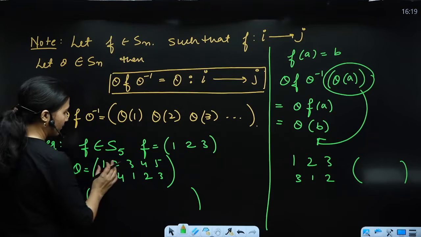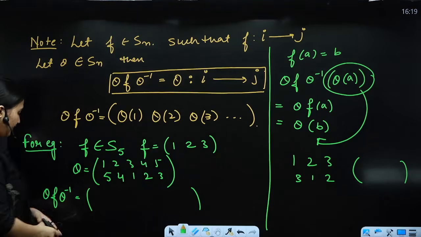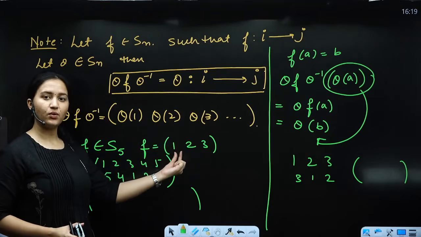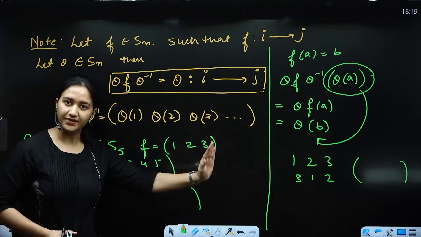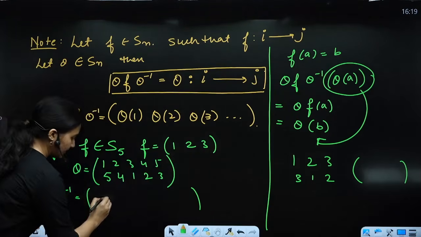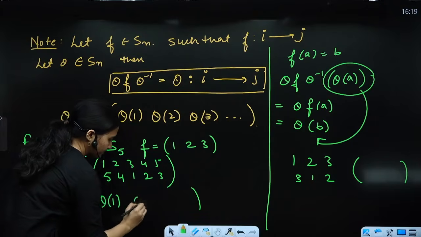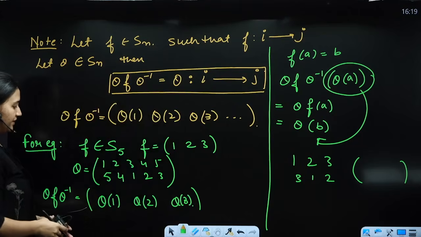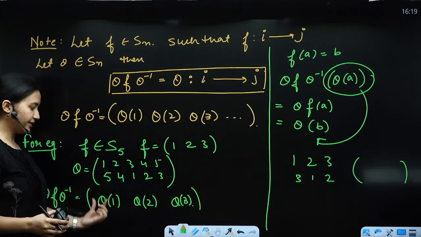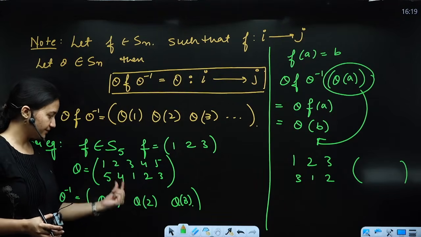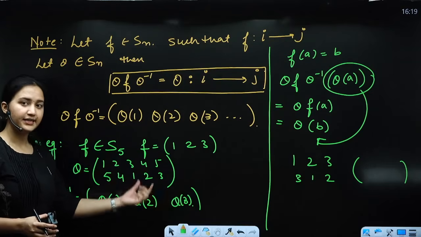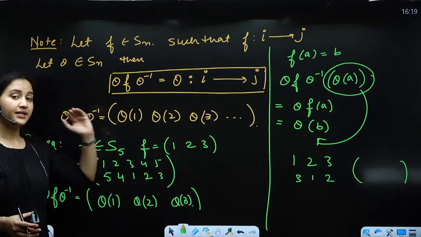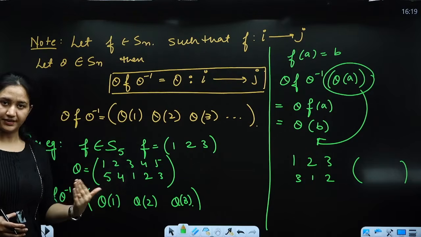Simple. I want to write theta f theta inverse, right? And what are the symbols in f that I want the images of? 1 2 and 3, right? So simply I'm just going to replace them by theta 1, theta 2 and theta 3. That means the image of 1 under theta, the image of 2 under theta, and the image of 3 under theta is going to be the conjugate of this element. And mind you, this is again going to be a 3 cycle here.